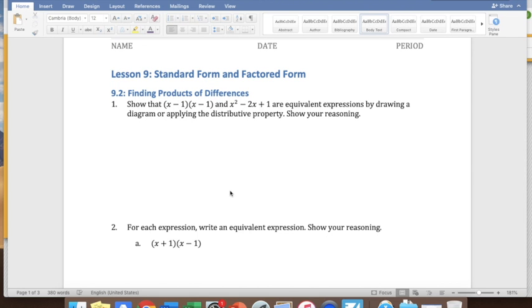Okay, good morning. I'm going to try my very best to make this a quick recording because there's not tons of new stuff today. It's really more practicing and learning a couple new vocabulary words, as you might see in the title, standard form and factored form, and really just applying it to what we already know.